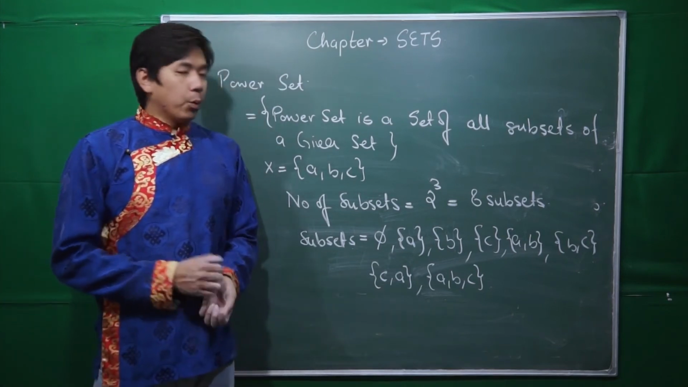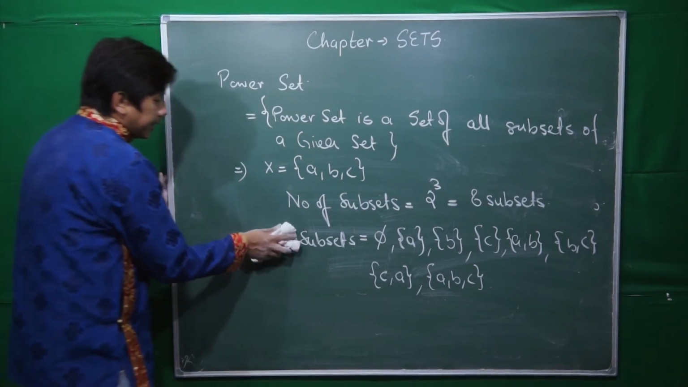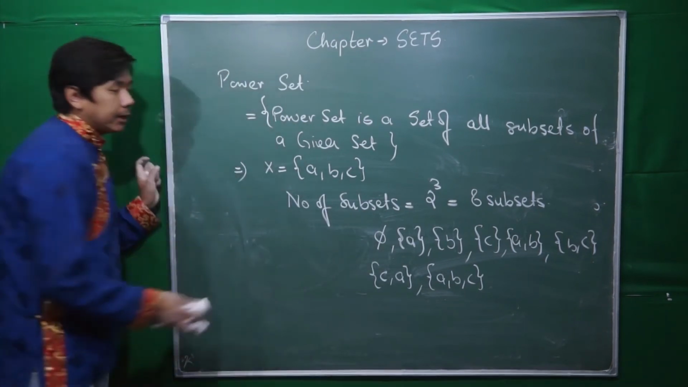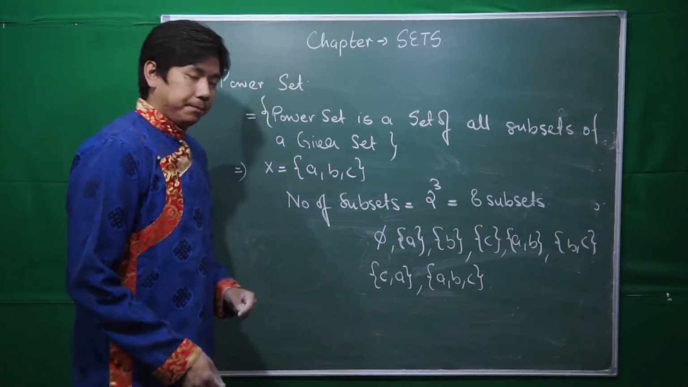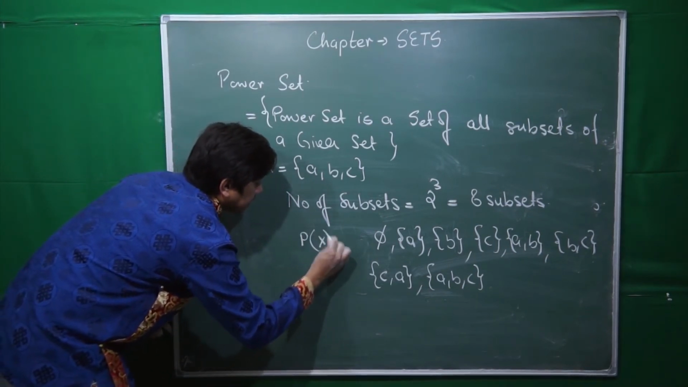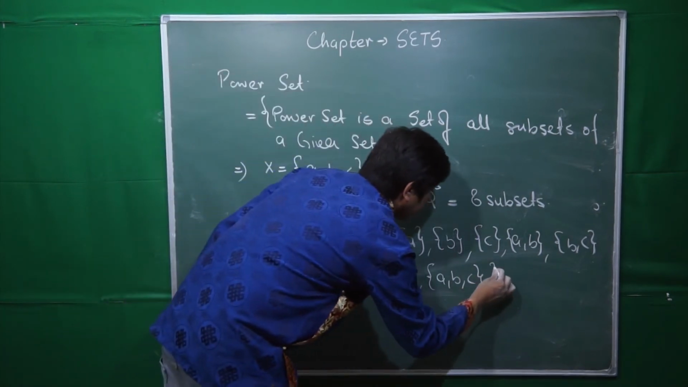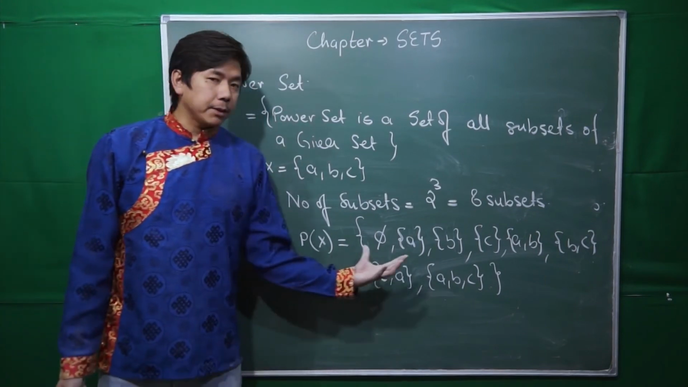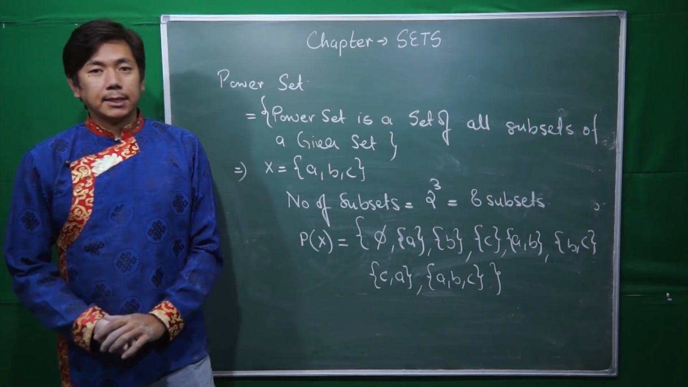Simple. Now what is power set? So as the definition goes, power set is the set of all the subsets of a given set. So in this, the given set is X. Okay. So the power set of the given set X is equal to all the sets in braces. So from this, we are getting the power set. These are all the subsets of the set X.